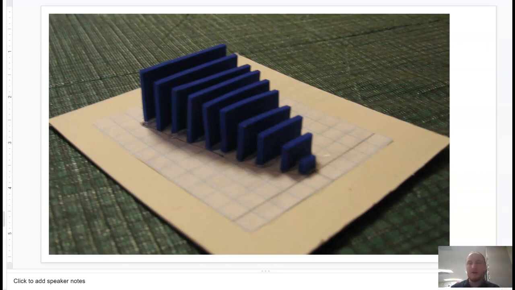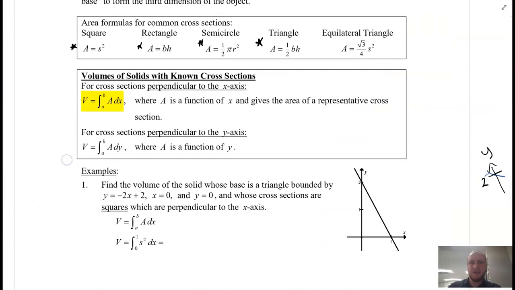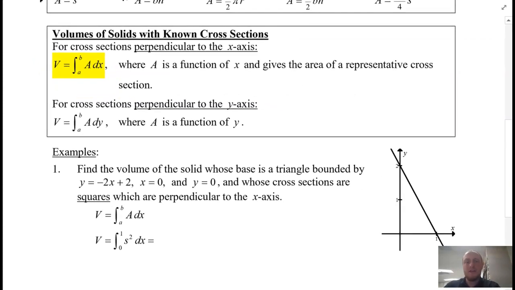So how do we calculate the volume of that object? Like I said, we're going to be utilizing an integral, and I just need to cover some certain areas. If we're going to calculate the volume with a cross section perpendicular to the x-axis, we're going to be integrating from a to b of the area of the cross section, whatever that area is, times dx, where dx is our width. Dx is the width.